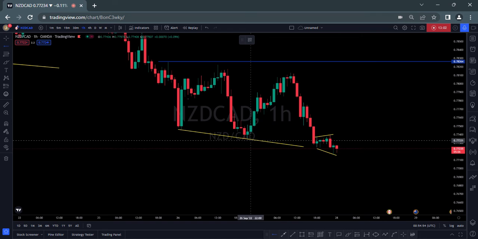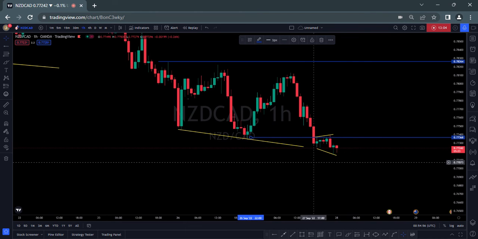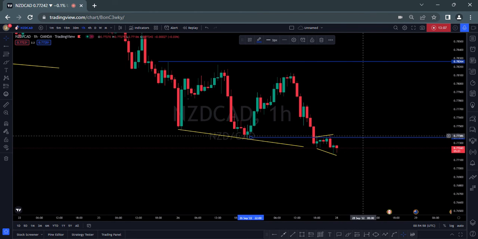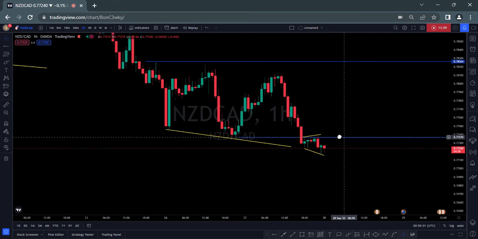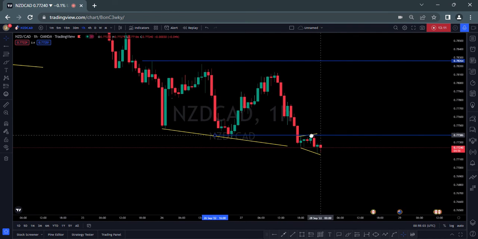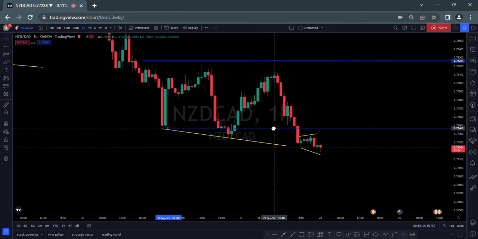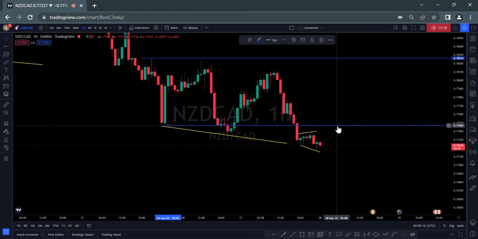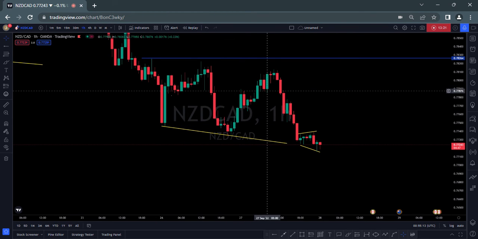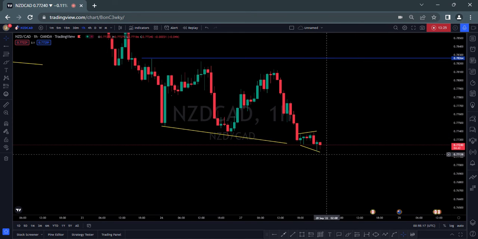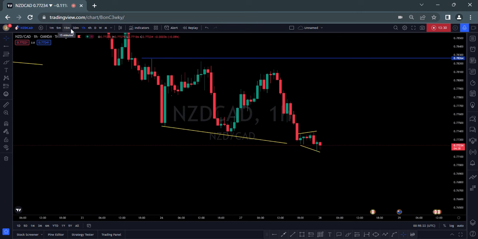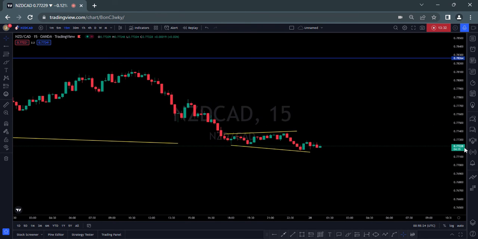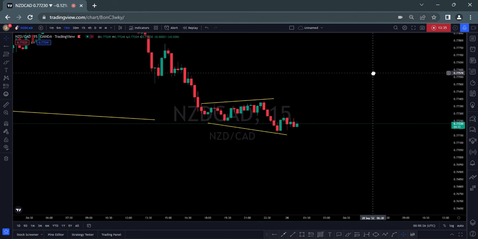Let me use my red line. It has rallied away from this structure. It's just trying to make a retest. It has rallied away from that level. You can see it created something like an expanding type formation. Even this small correction here is like an expanding type formation. So let's go to the 15 minutes to check for our entry.